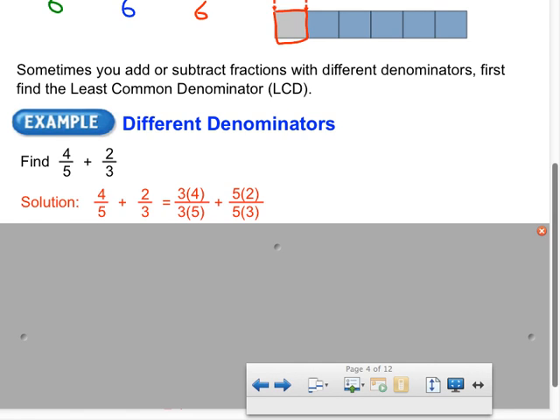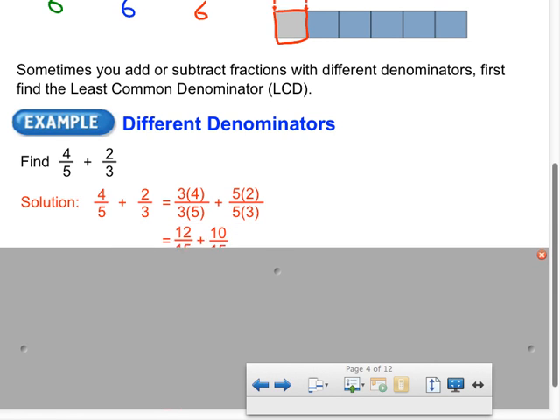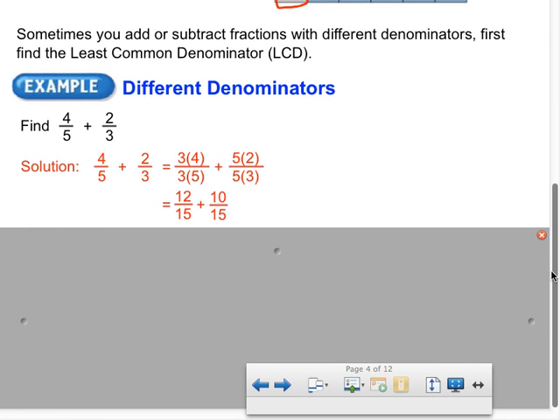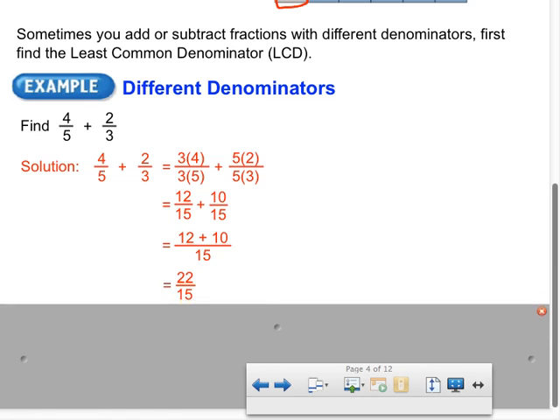Okay, so here's what you should be thinking mentally, and this is what you should end up with, right? And then when I simplify that, what do I get? 22/15. And then, is that my answer? No. What type of fraction is that? So what's the mixed number going to be?